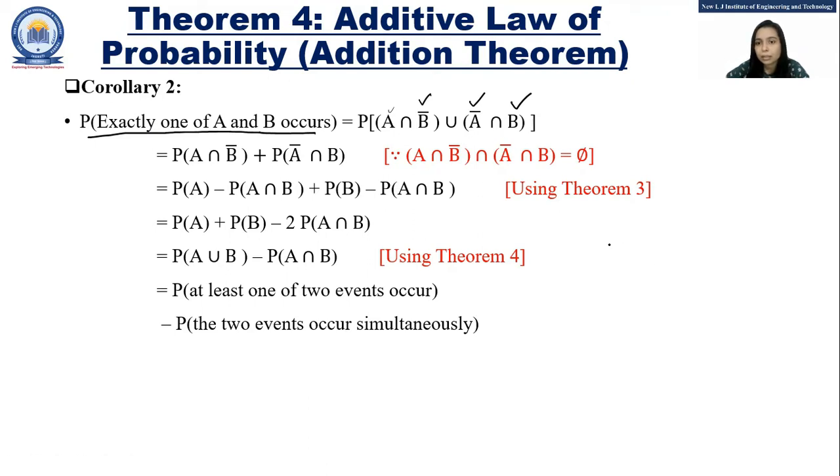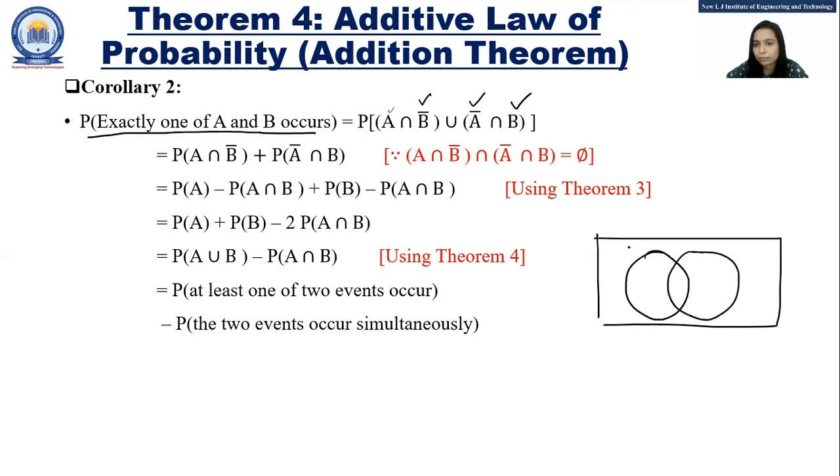So, let's draw one Venn diagram. So, this is A and this is B. So, this is A bar intersect B and this is A intersect B bar. So, when you take the intersection of these two, that is the phi. Here also you can see that. So, for that, these two are mutually exclusive events.